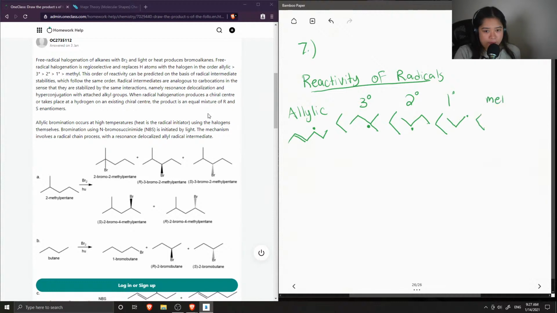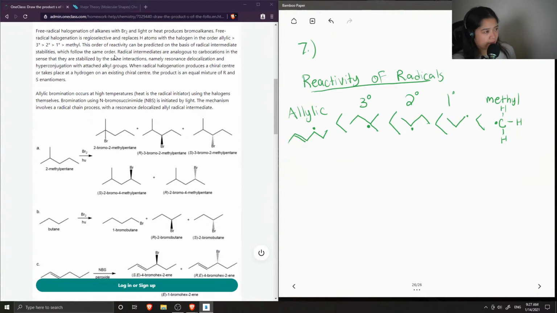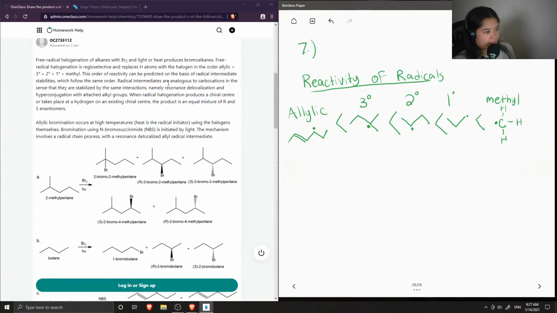And then for methyl, this is just if you have your 3 hydrogens and a radical on that carbon. So this order of reactivity can be predicted on the basis of radical intermediate stabilities which follow the same order. Radical intermediates are analogous to carbocations in the sense that they are stabilized by the same interactions, namely resonance delocalization and hyperconjugation with attached alkyl groups.